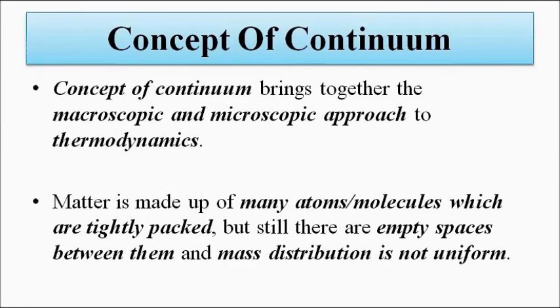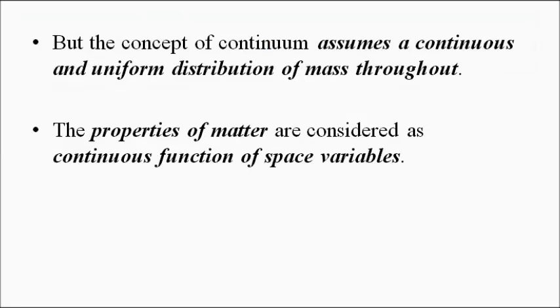Now, as we know, matter is made up of many atoms and molecules which are tightly packed. The interatomic distance is different for solids, liquids and gases, but no matter, in case of solids also, even though they are tightly packed, there are empty spaces between them. In the macroscopic approach, we assume that the mass distribution is uniform, that the same amount of mass is present per unit volume everywhere. But in actual, it is not like that.